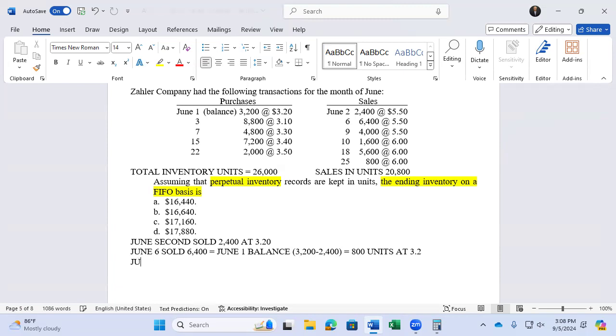And then my purchase on June 3rd, and so here we had 800 units minus the 6,400. We have, so our difference here would be 5,600 units at 3.1.